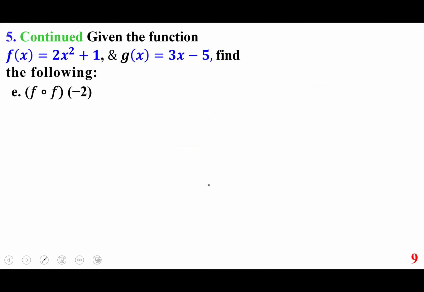We're going to continue looking at more examples of the same thing, composite functions. We want f o f of -2. We have two choices. We can find f o f of x and then plug in -2, or just find the easy way, f of -2 first. f of -2 first, which means replace the x with -2.